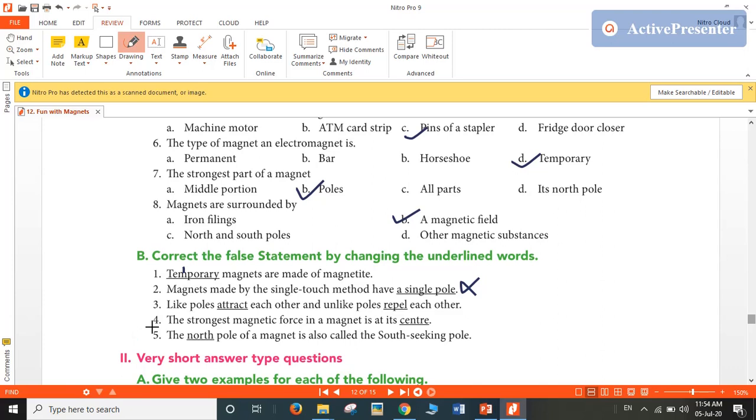Then fourth one, the strongest magnetic force in a magnet is at its center. No, it is at its poles. You will see the strongest magnetic force near its poles. So in place of center, poles will come. The north pole of magnet is also called the south seeking pole. No, north pole of magnet is also called north seeking pole. Or you can say that south pole of magnet is called south seeking pole.